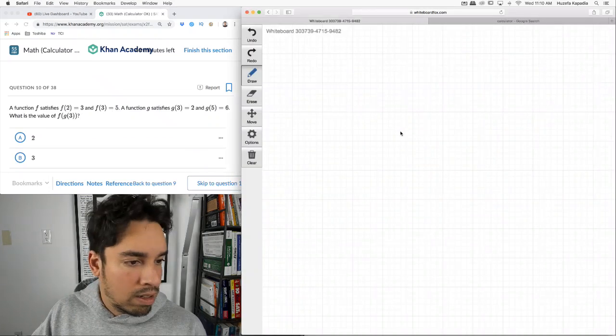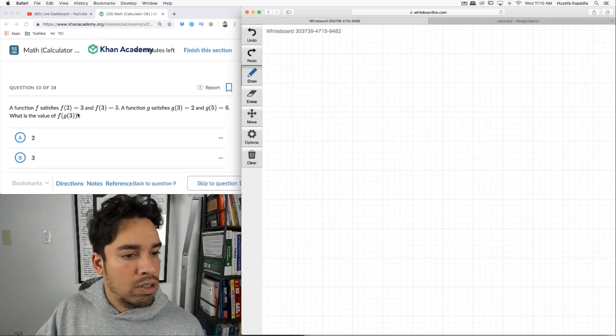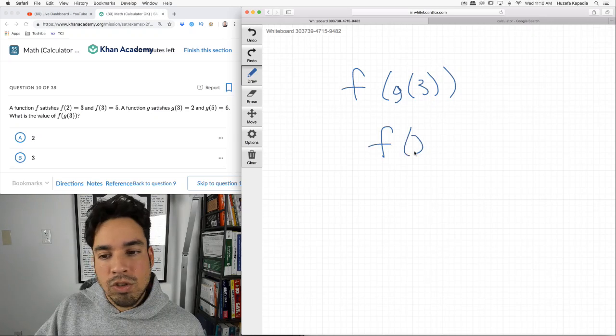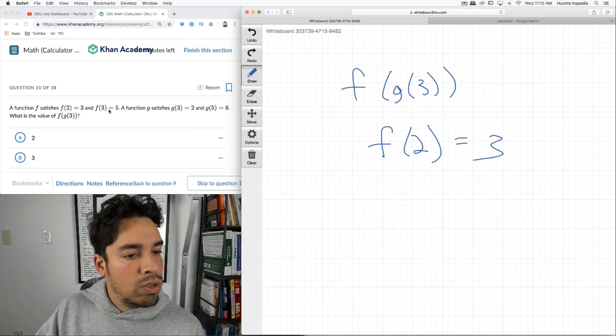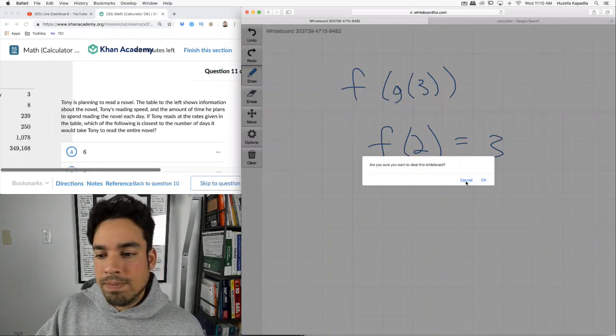Question number 10. Function f satisfies this and this. Function g satisfies this and this. What is the value of f of g of 3? G of 3 is what we evaluate first, right? g of 3 is 2. So then I'm taking f of 2. What is f of 2? F of 2 is 3. I'm just using these values. Very simple, okay? Just have to understand that notation.